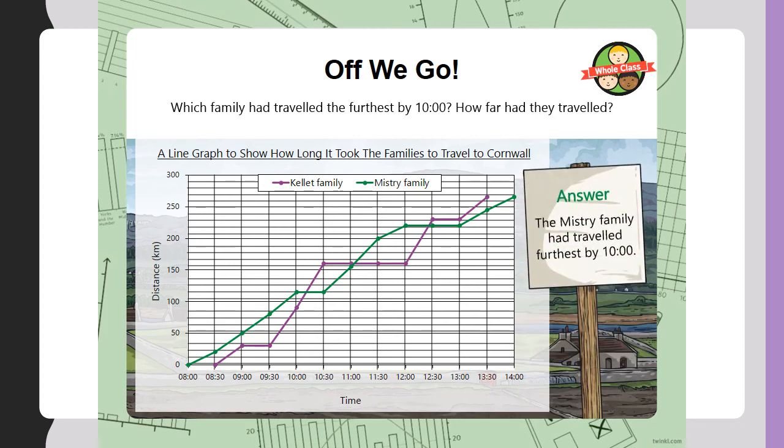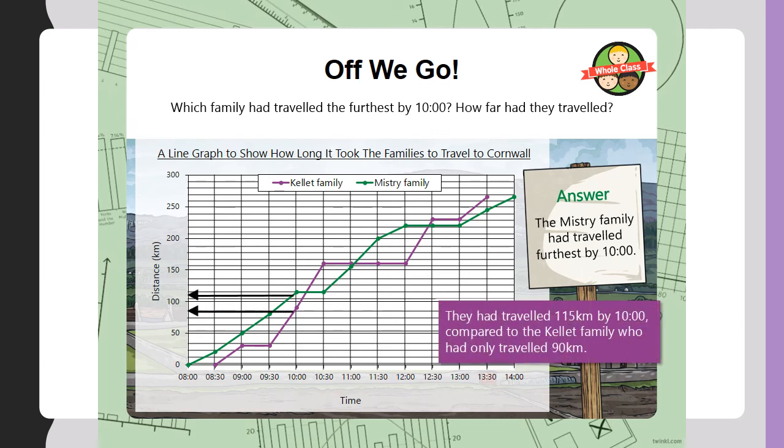Excellent. So at 10 o'clock, the Mystery family had travelled the furthest because they had travelled 115 kilometres compared to the Kellett family who had travelled only 90 kilometres. Well done if you managed to get that.